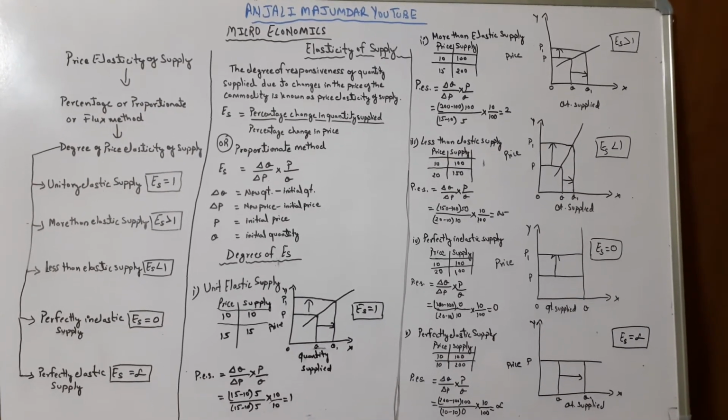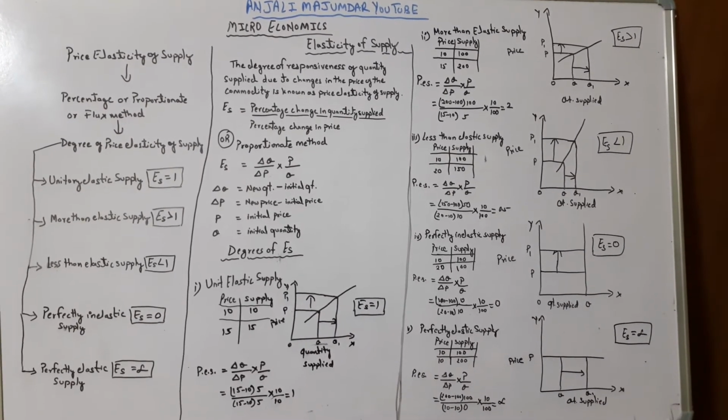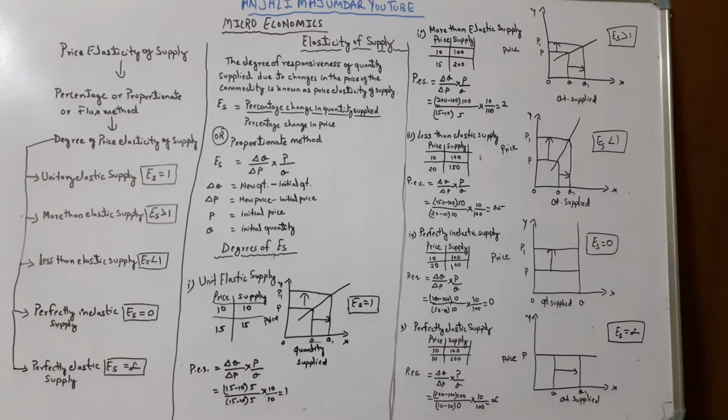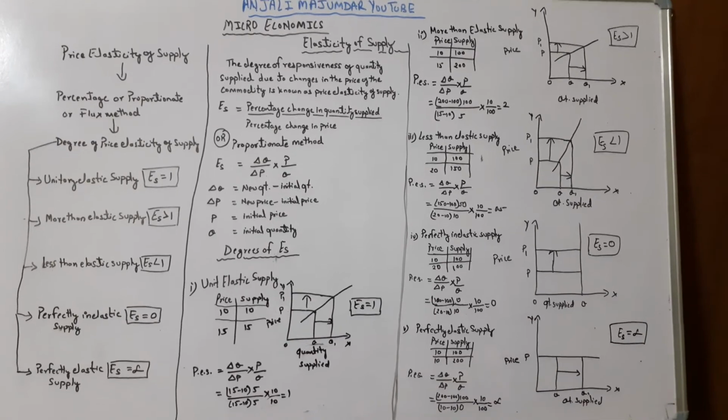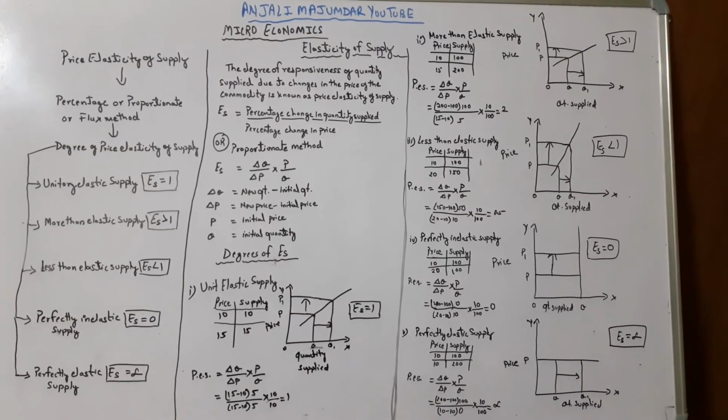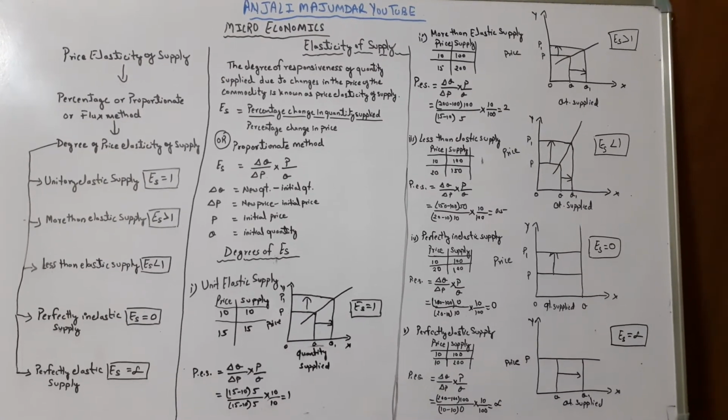Remember, if the 0 is in the numerator, the answer shall be 0. Here you see the diagram very clearly mentioned. The quantity supplied remains unchanged though the price keeps changing.